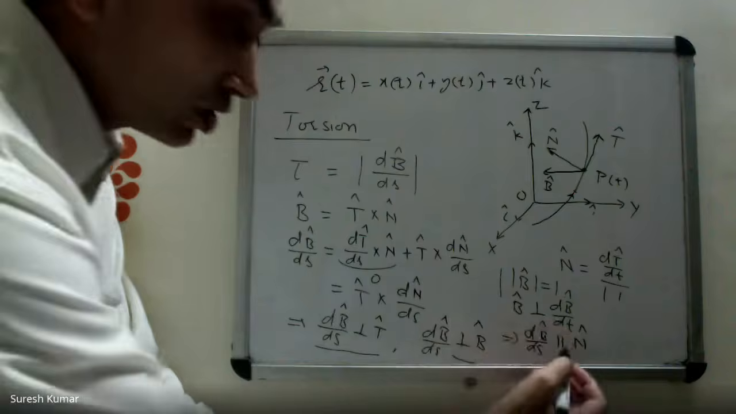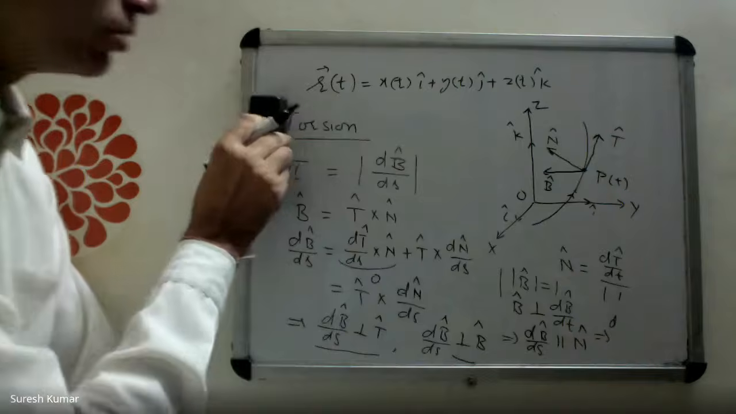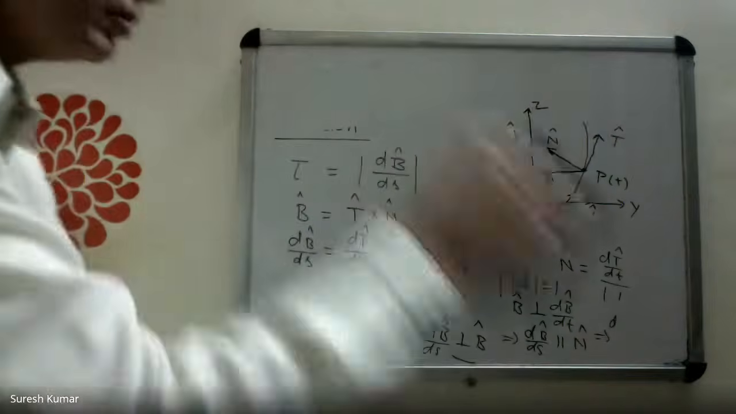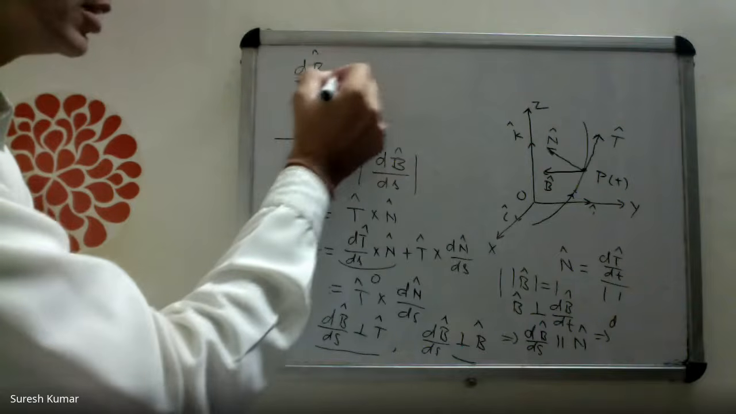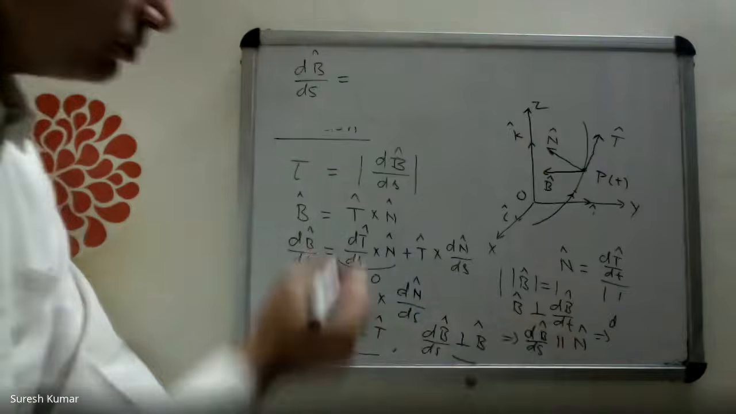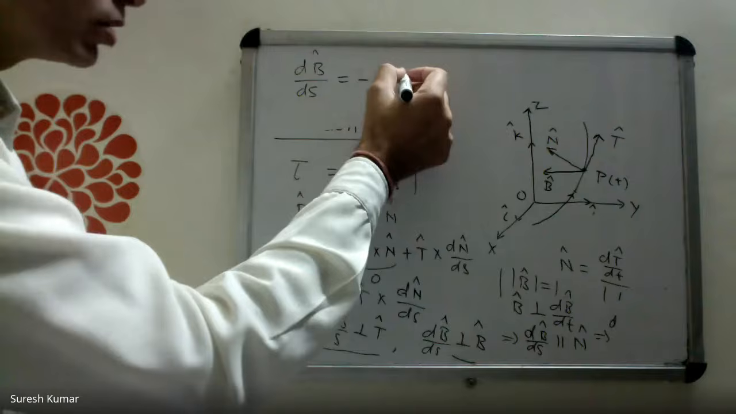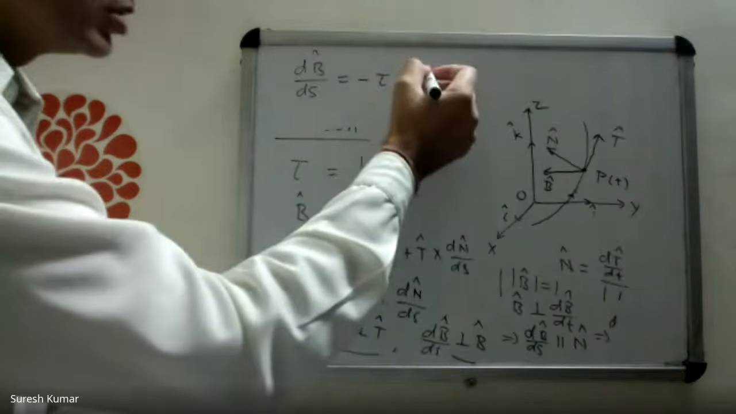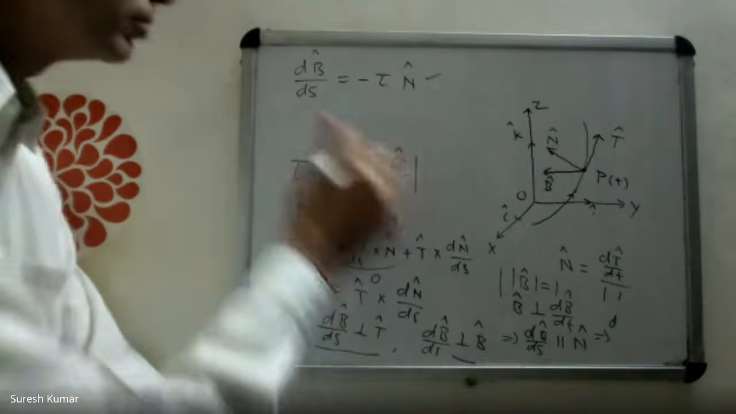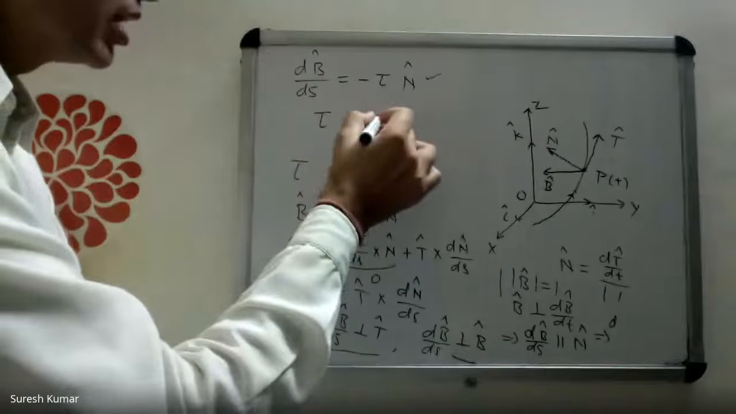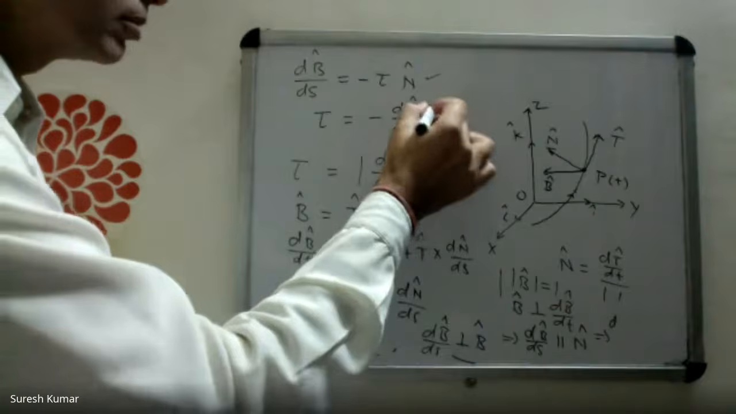Okay. So it is parallel to n cap. That means dB cap over ds. Now I'm writing the formula. That means dB cap over ds is a constant multiple of n cap. That constant is nothing but torsion. So this is the actual formula for torsion, and in fact you can write torsion from this explicitly. Tau is equal to minus dB cap over ds dot n cap.